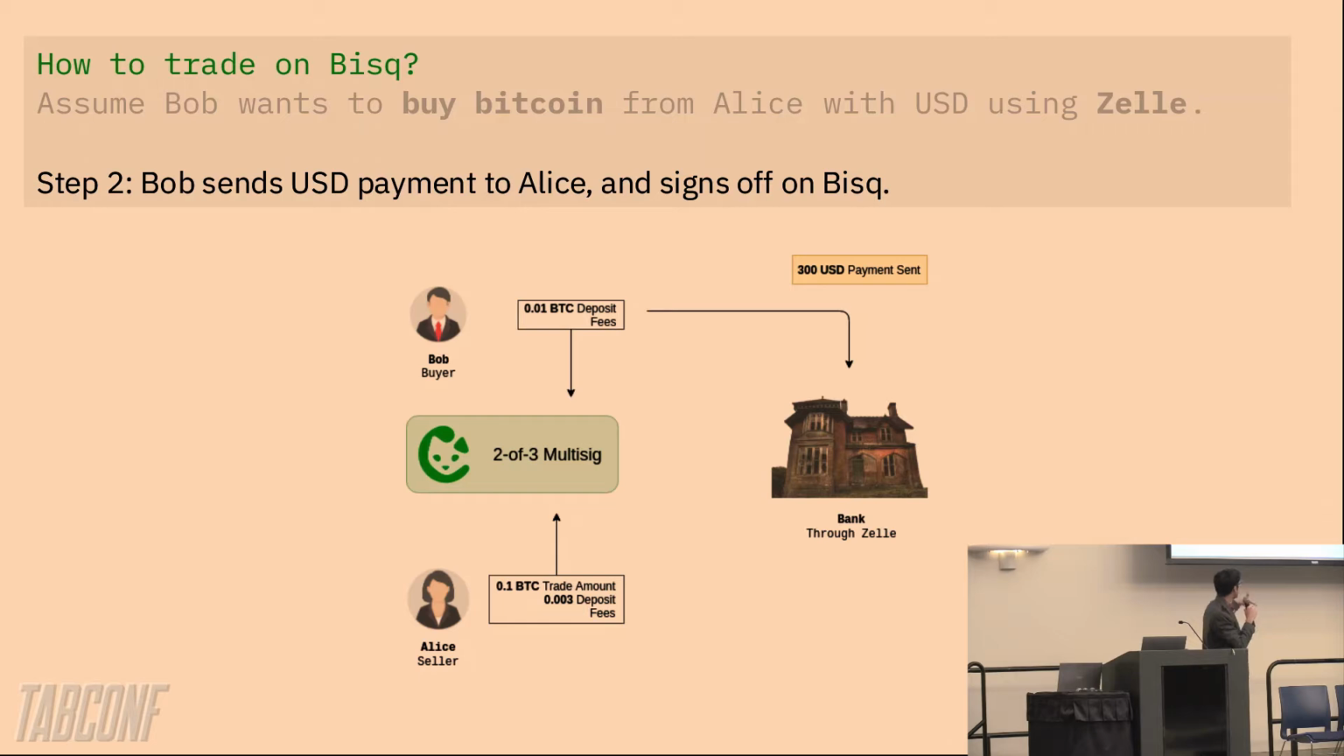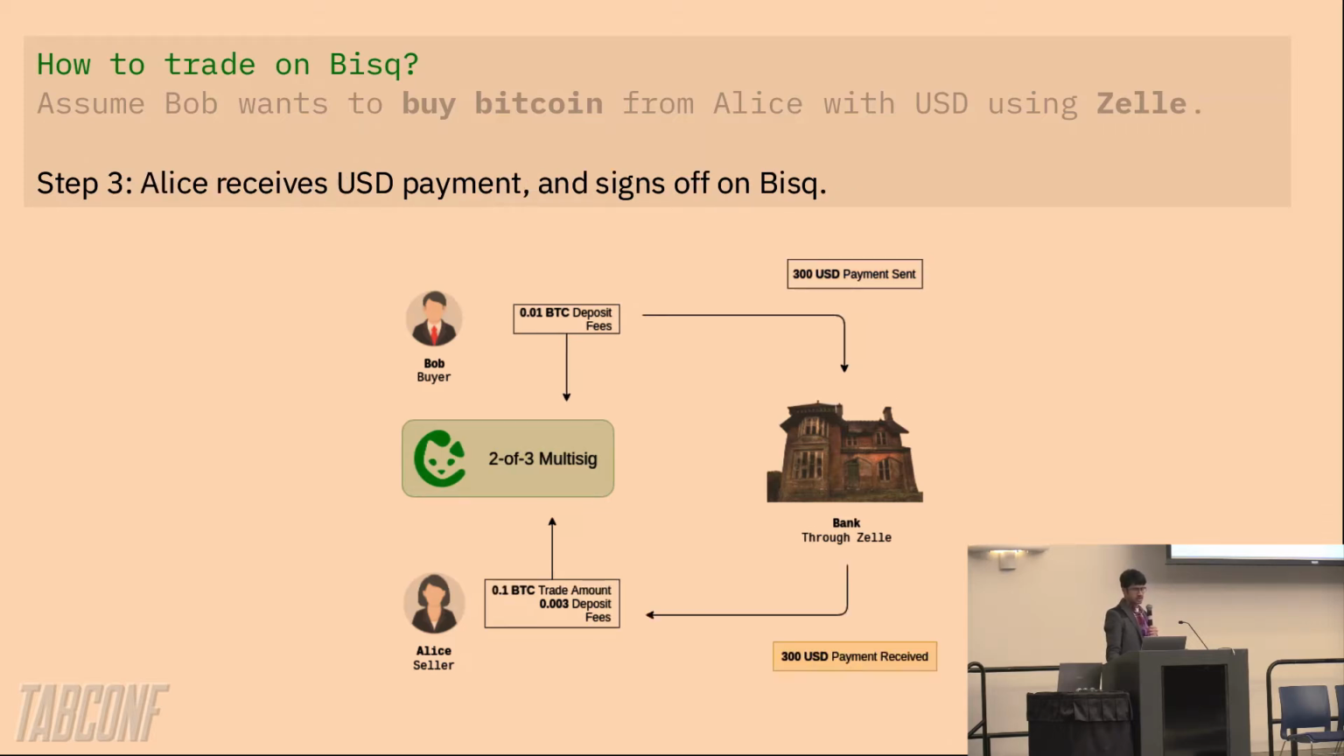He'll send that payment to the bank, which is conveniently very old and looks like it's about to collapse for some reason. Not sure why. But then after that, oh, so when he sends the payment to Zelle, he'll sign off in Bisq that he sent the payment.